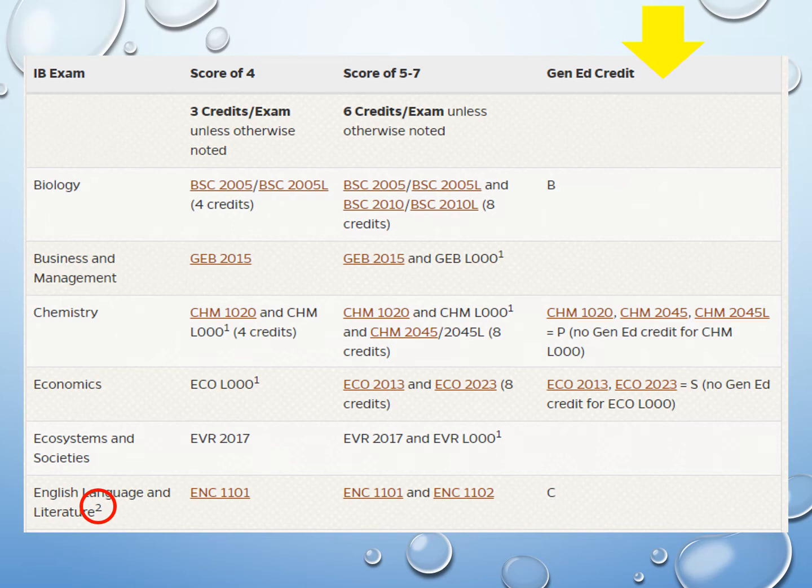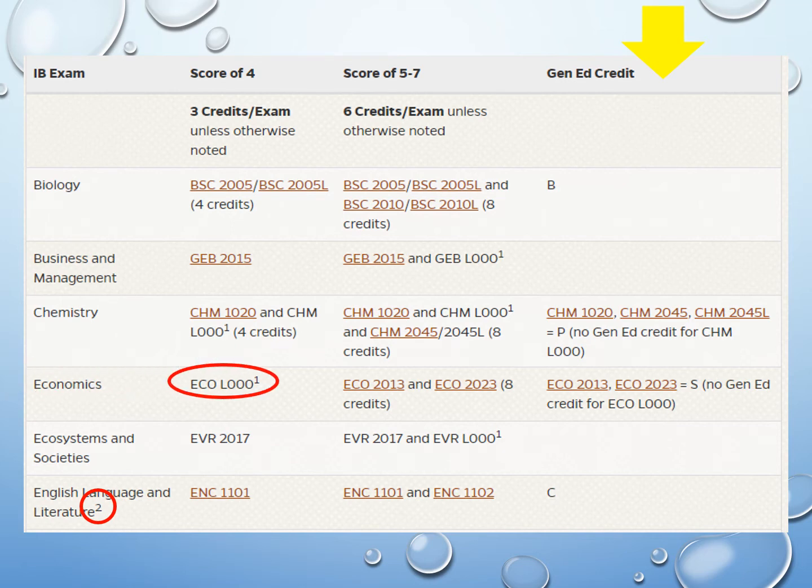Now for economics, let's jump down there. You'll notice that they're denoting which classes are actually going to earn gen ed credit, because not all of them will give it to the student. So if a student gets a 6 on IB economics, they're going to get gen ed social behavioral science credit for ECO 2013 and ECO 2023. If they earned, let's say, a 4, they would get elective credit for ECO L000, but because it doesn't have any equivalent here at UF, there is no gen ed credit associated to it. They are going to get hours towards their degree, but they're not going to get gen ed credit, and that's why it's specifying there on the far right what it is and is not going to apply to.